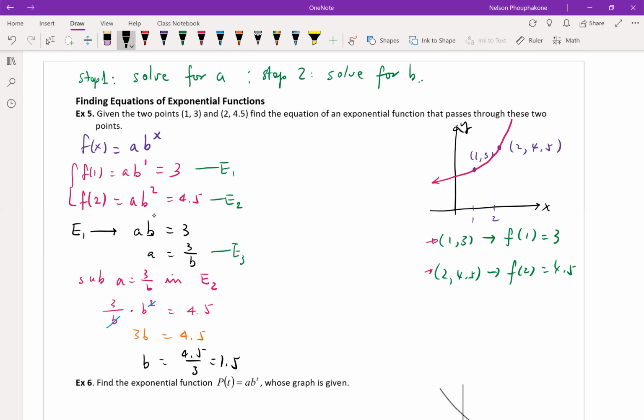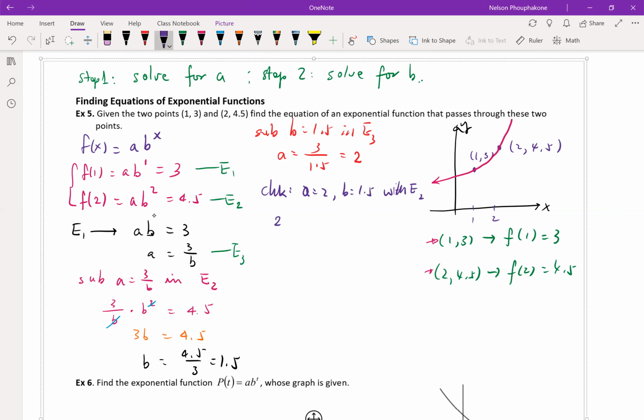Now, after we find b, then what do we do? We are going to substitute b equal to 1.5, maybe we could plug it in E3. Okay. Then I have a equal to 3 over 1.5, which is 2. Then now, what we could do? We could actually check the answer now. Check if a equal to 2, b equal to 1.5. We would like to check with maybe E2 then.